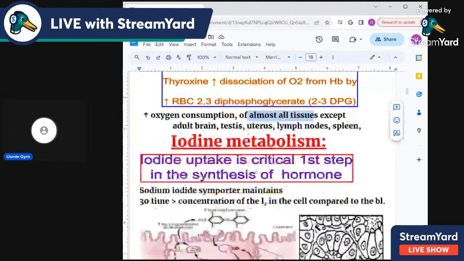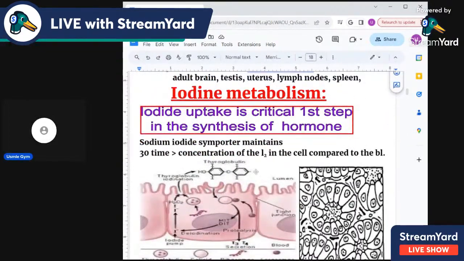Now we go to the iodine metabolism. Iodine uptake is the critical first step in the synthesis of hormone.